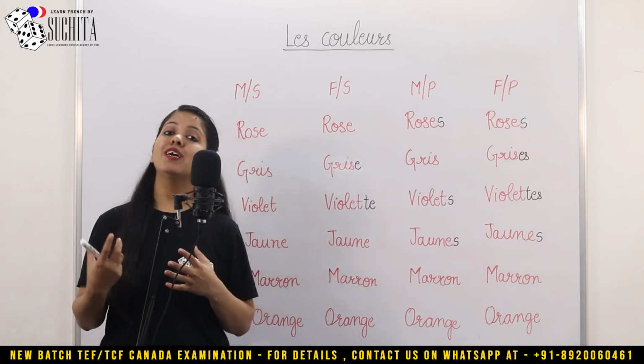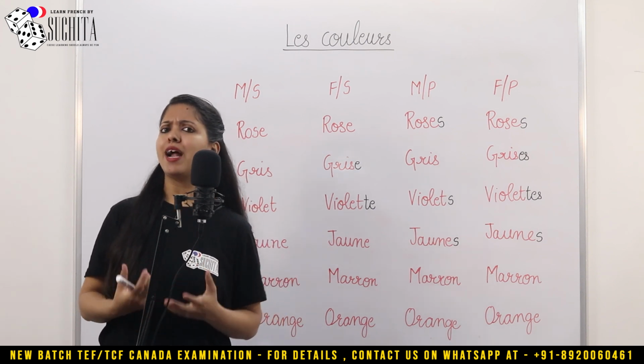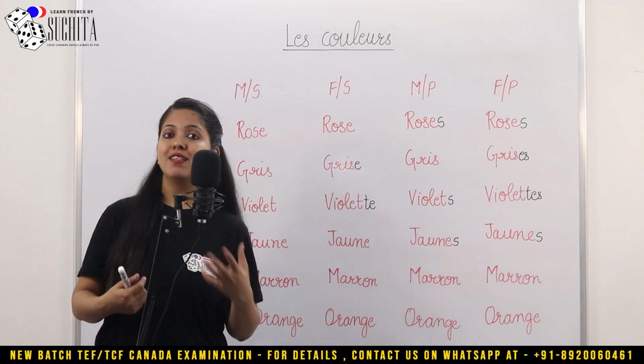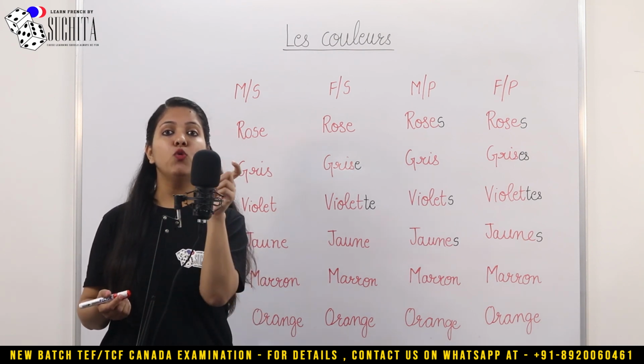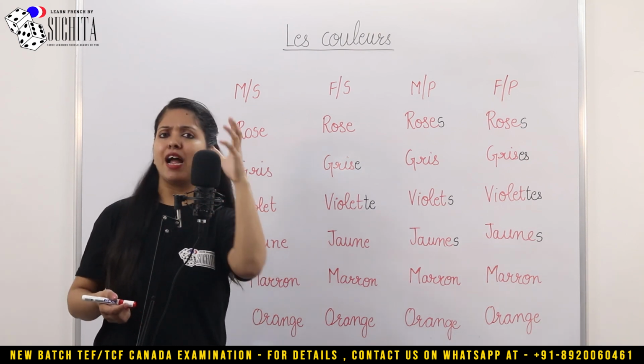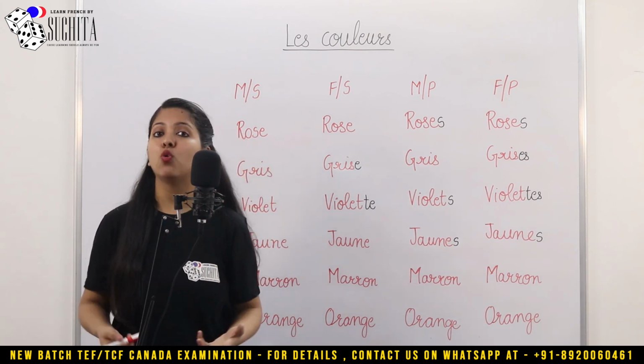Okay, so I told you all the colors are adjectives. Now what are adjectives? Adjectives are the words which describe any noun or a pronoun. Let's say if I say this is a blue chair. So blue is a color which is describing chair. So blue is my adjective, and adjectives are of different types. Colors is one of them.